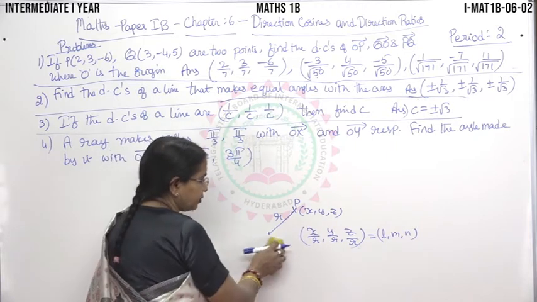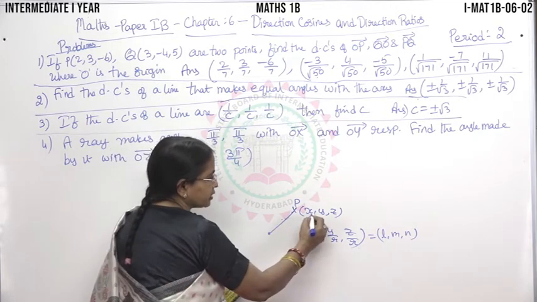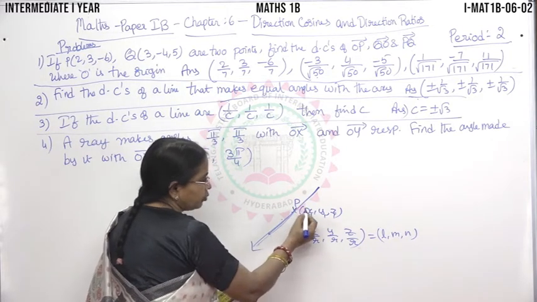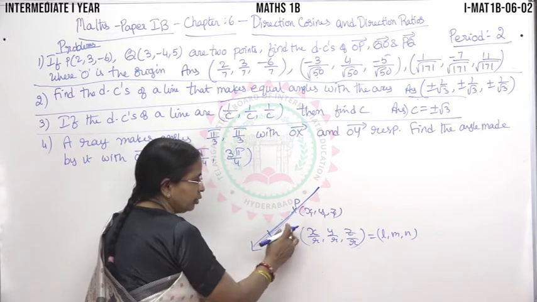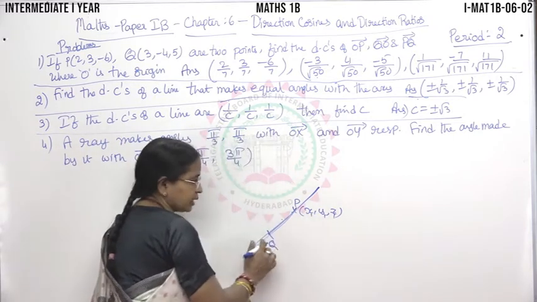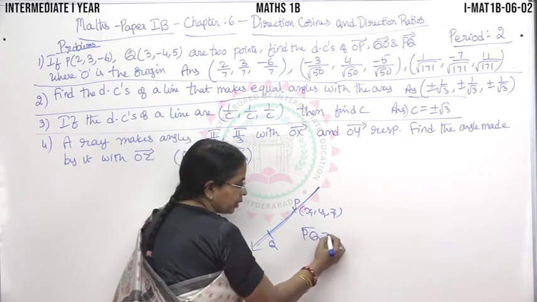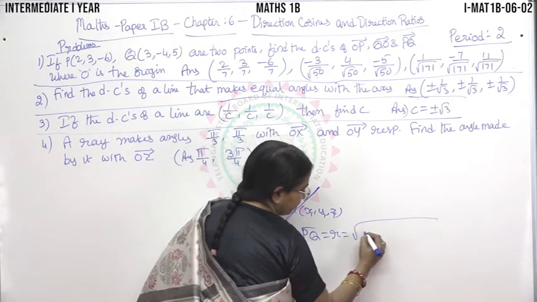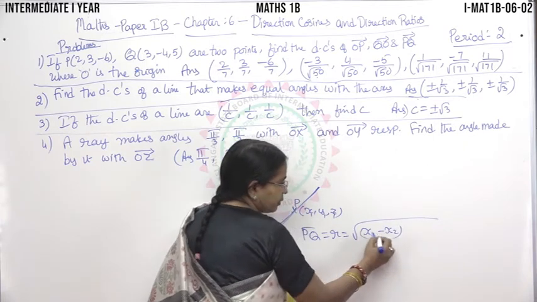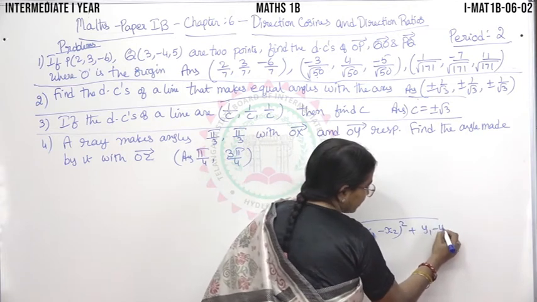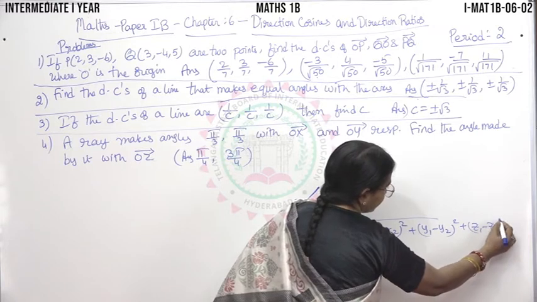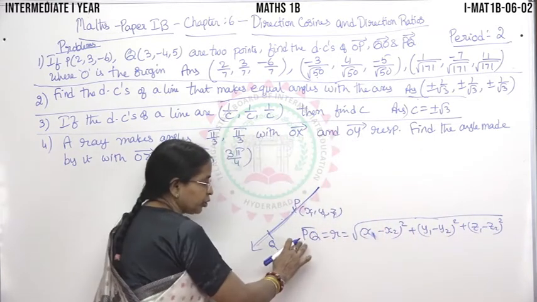Now suppose that you have 2 points P and Q on a straight line, with coordinates x1, y1, z1 and x2, y2, z2. The distance PQ, you know the distance formula, is R, that is root of x2 minus x1 whole square plus y2 minus y1 whole square plus z2 minus z1 whole square. This is the PQ distance.